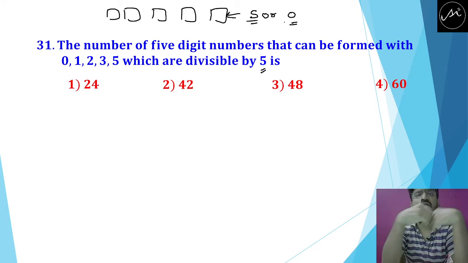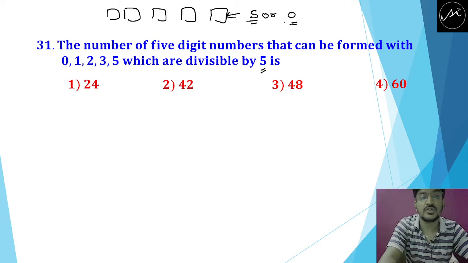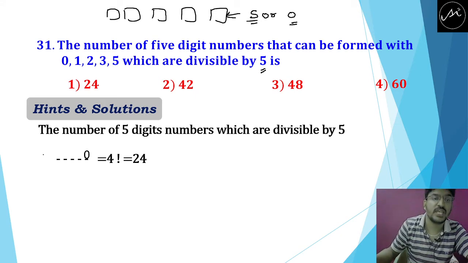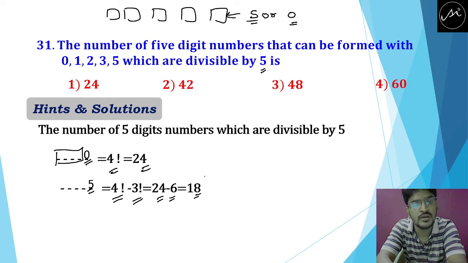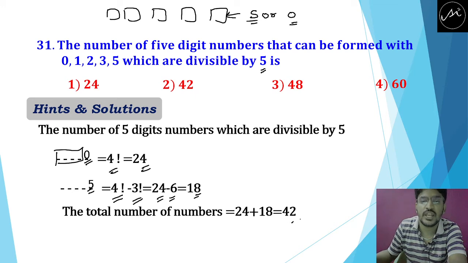So now the number of 5-digit numbers that can be formed with 0, 1, 2, 3, 5 which are divisible by 5, you have to find. Okay. So it has got two choices in the units place. So if I take 0 in the last place, you have got 4 factorial ways of writing, that will be 24 numbers. And if I write 5 in the last place, again you have got 4 factorial minus 3 factorial, that is 24 minus 6 equal to 18. Okay. So therefore the total numbers, that is 24 plus 18, that is 42. Totally you can write 42 numbers.